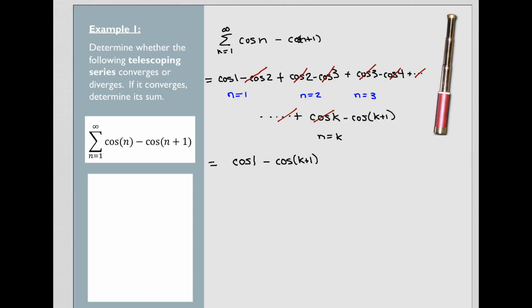Now, how nifty is that? Pretty cool. All right, and what is this? This was the partial sum S sub k. It consisted of just the first k terms in my series. So if I want to find whether this series converges or diverges, all I have to do is take the limit as k goes to infinity of this kth partial sum, which is the limit as k goes to infinity of the cosine of 1 minus the cosine of k plus 1.